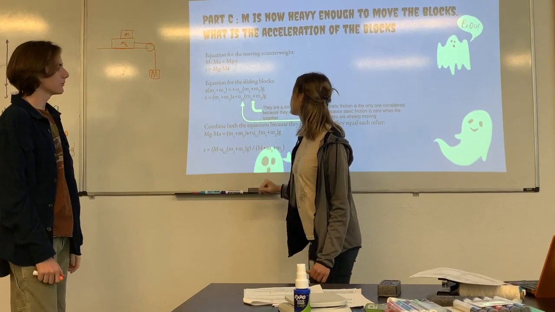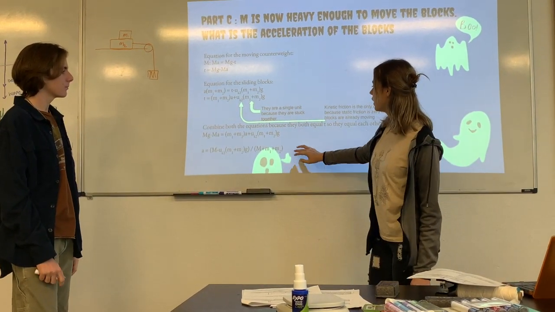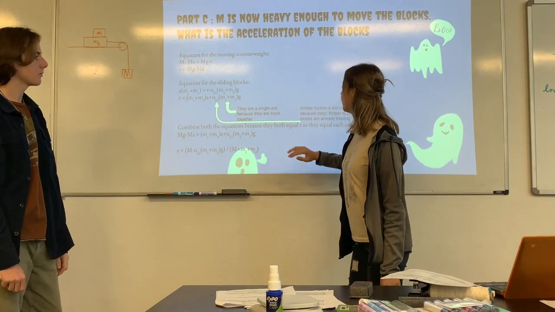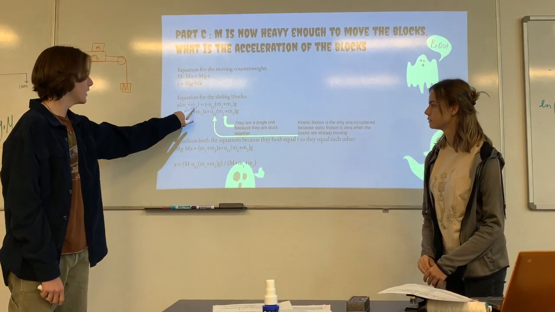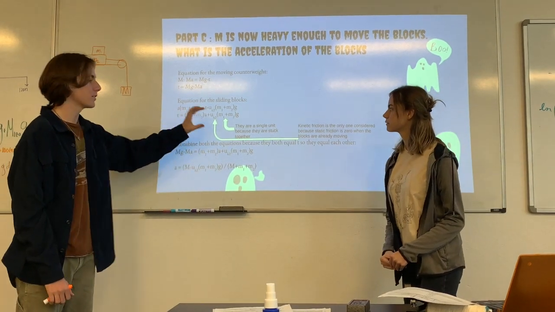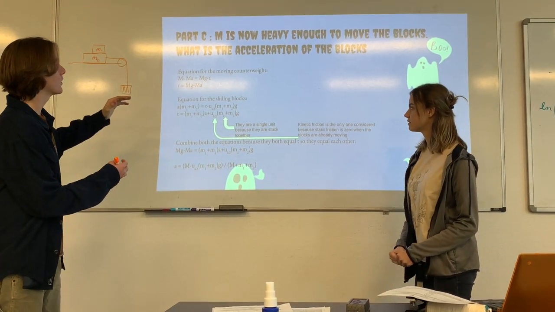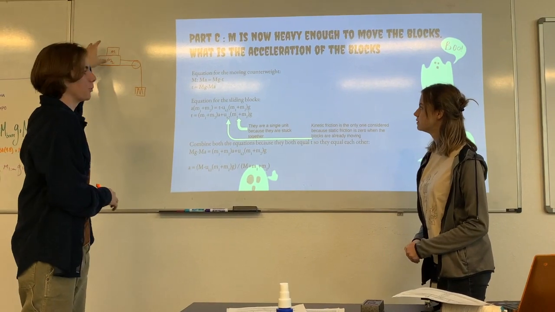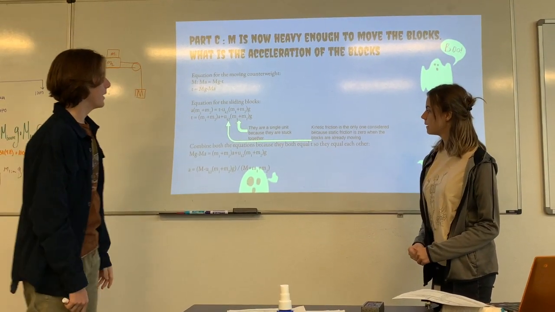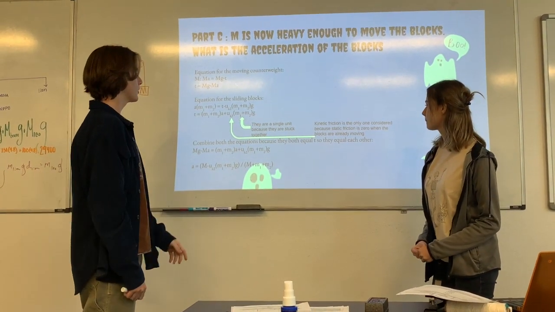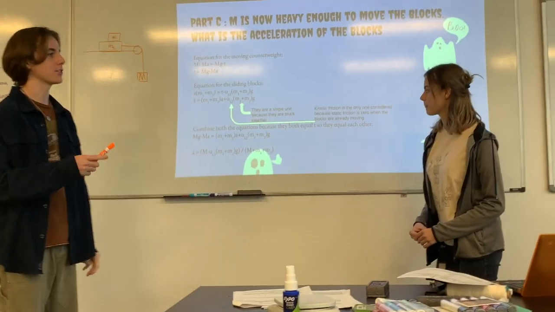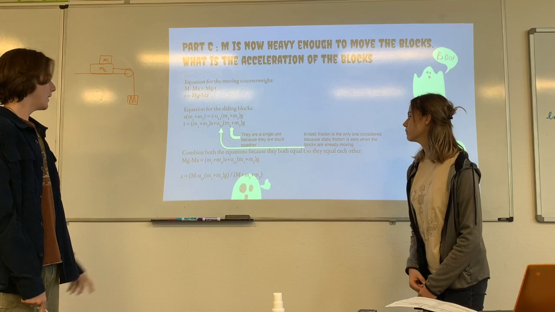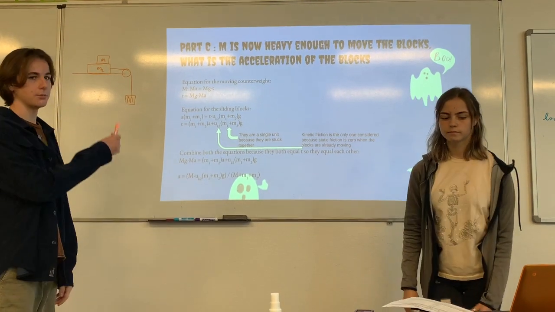So you solve that one for T, and then you do the same thing as the other one, and set them both equal to each other. And the reason why m1 and m2 are together is because they're a single unit, like they're stuck together. So these are moving as one single unit. And then kinetic friction is the only one considered because static friction is 0 when the blocks are already moving. So it's kinetic friction rather than static. And then that's your answer for acceleration. You just simplify algebraically.